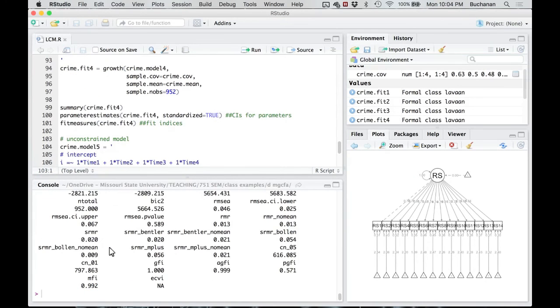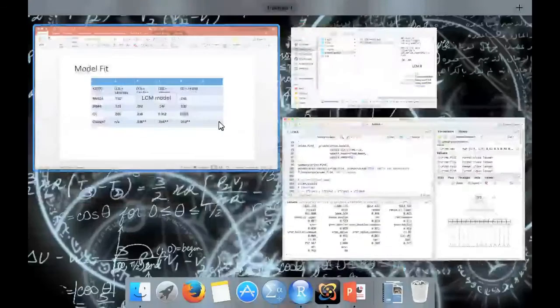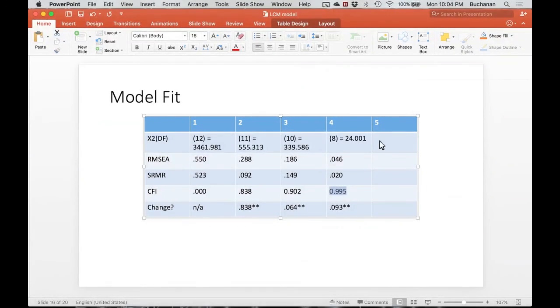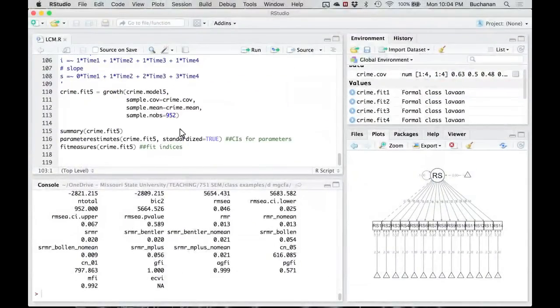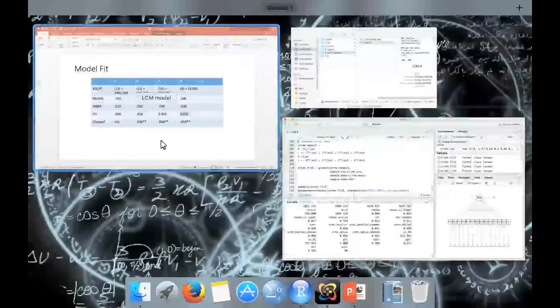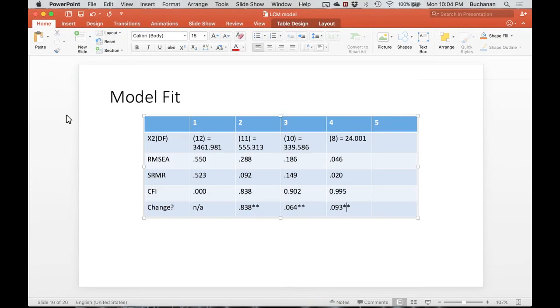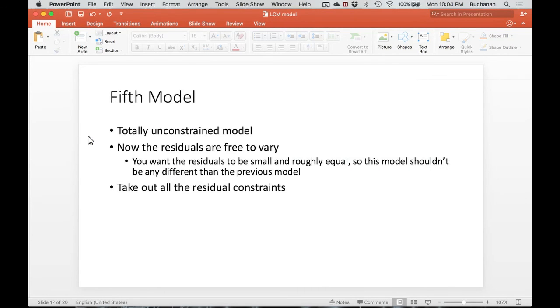And so that implies that this model probably can't get too much better, right? The numbers can't get much better. But what we're going to test is a totally unconstrained model to end. So in this last step, what we're going to do is take out that residual, forcing those residuals to be equal, allowing them to vary.